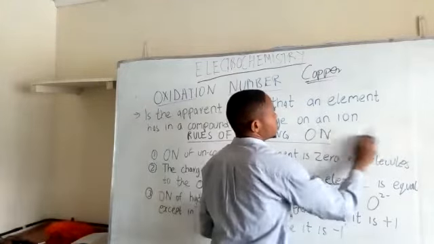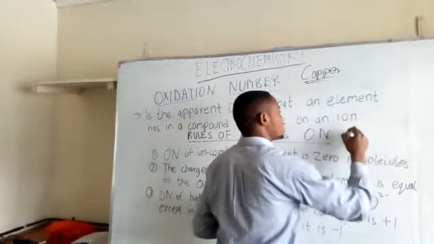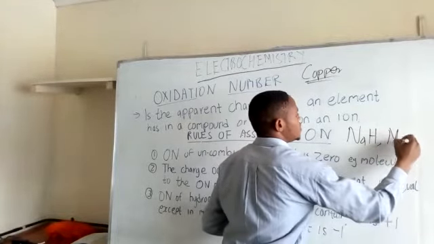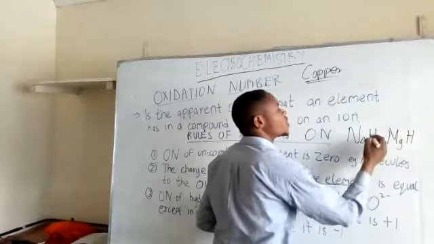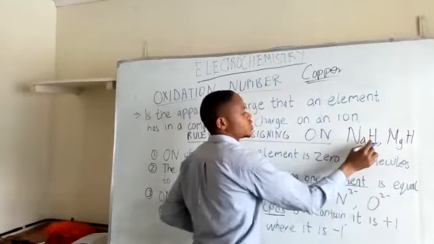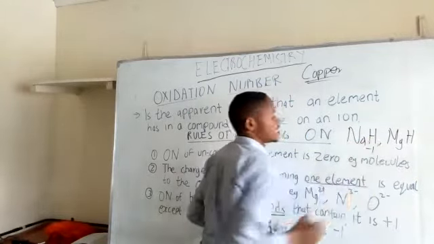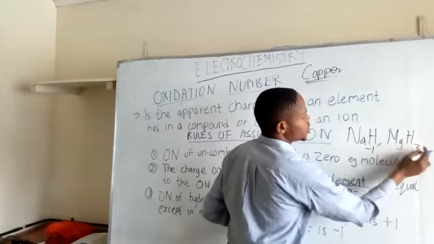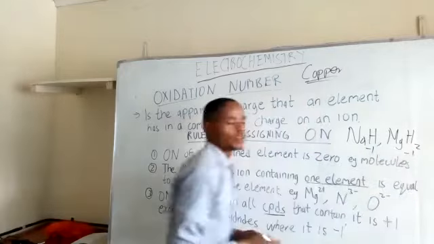A good example is sodium hydride, or magnesium hydride, and so on. So the oxidation number of hydrogen in this case is -1, and in this case, actually it should be MgH2, it's also -1.